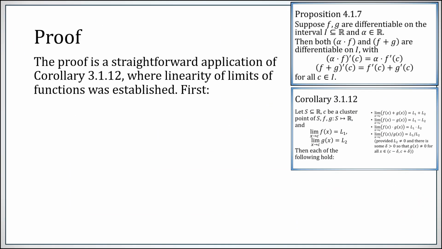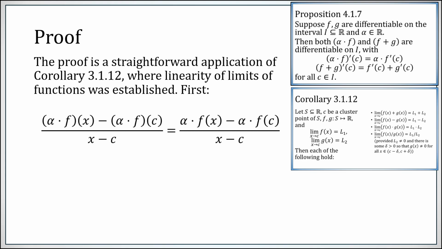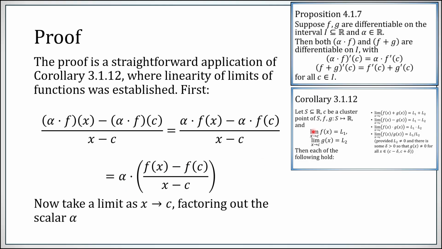So the proof is going to be a straightforward application of this previous corollary, corollary 3.1.12, which had to do with distributing limits in a linear fashion across functions. So first, let's look at the difference quotient for alpha f. Alpha times f just means alpha times f. So we have alpha times f of x minus alpha times f of c. The scalar alpha now factors out of that entire thing. And from this previous corollary, since I can take this limit, our assumption is that f is differentiable, this scalar factors out of the limit, giving us the first result of proposition 4.1.7.